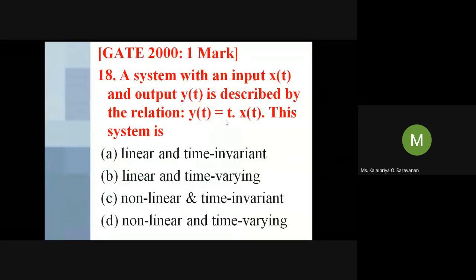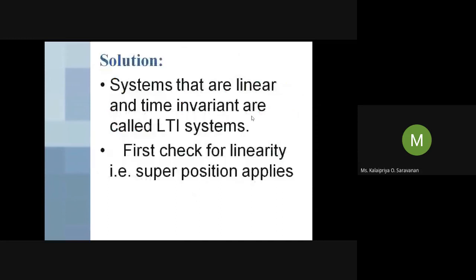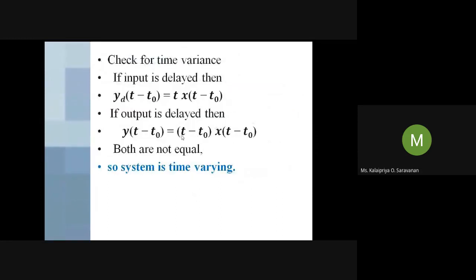To find out the delayed output, wherever you have t, you will have to substitute it as t minus t naught. To find out delayed input, you will have to delay only the input x of t. To find out the delayed output, wherever you have t in the output expression, everywhere you will have to substitute it as t minus t naught. So it becomes t minus t naught x of t minus t naught.